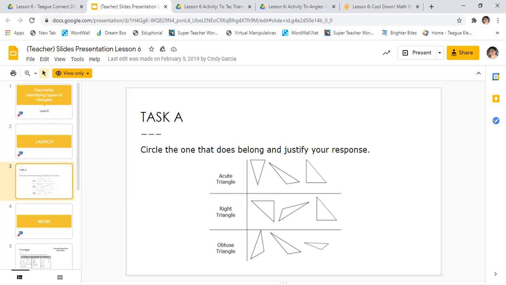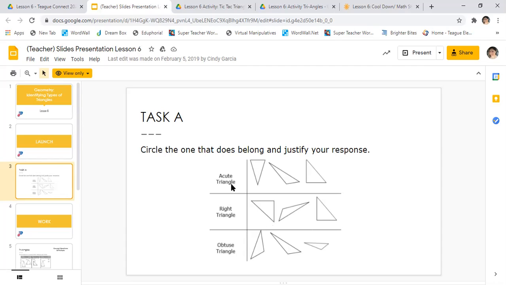Here we have a little double T chart of the different types of triangles based on the angles. So the first 3 triangles are acute triangles. Then you have your right triangles, which I think are the easiest ones. And then your obtuse triangles, which once you know how to identify them, you'll do a really good job. So let's take a look at the first one. Which of these are acute triangles?